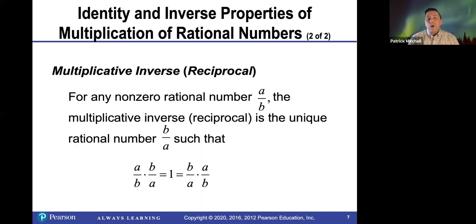All right, what we don't have in either whole numbers or integers is the multiplicative inverse, also known as the reciprocal. For any non-zero rational number, A over B, the multiplicative inverse, or reciprocal, is the unique rational number B over A, such that A over B times B over A, in either order, comes out to be 1. All right, so that's what reciprocals were sort of invented for. You multiply your rational number times its reciprocal, and the answer is 1.